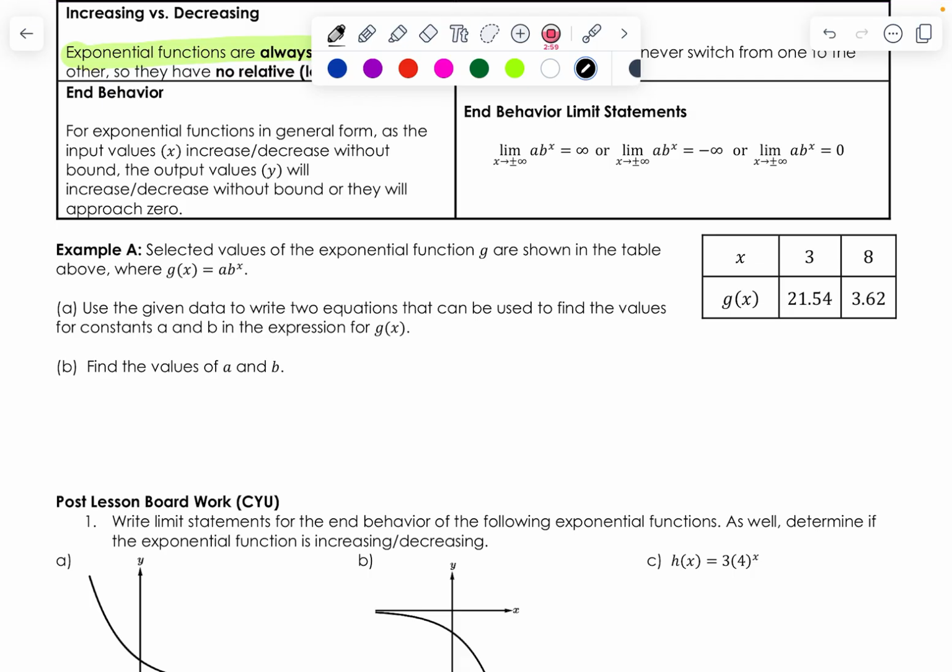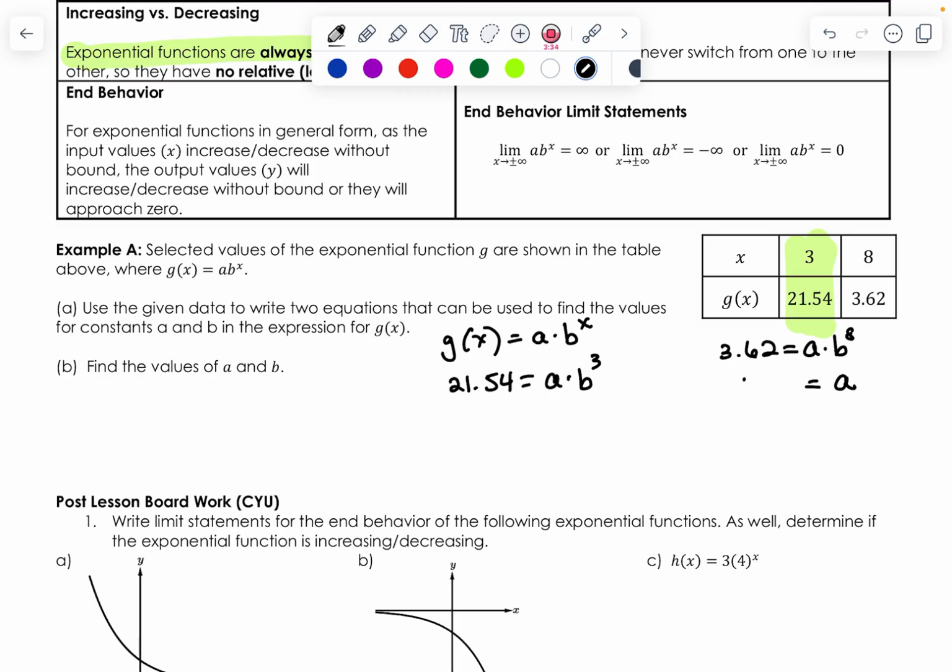All right, then example A. It says selected values of g of x are in the table, where g of x is a times b to the x. Use the given data to write two equations that can be used to find the values for the constants a and b. So I'm going to play the what do I know game. If g of x is a times b to the x, then I'm going to use this first value. So the g of x is 21.54 and the x value is 3.